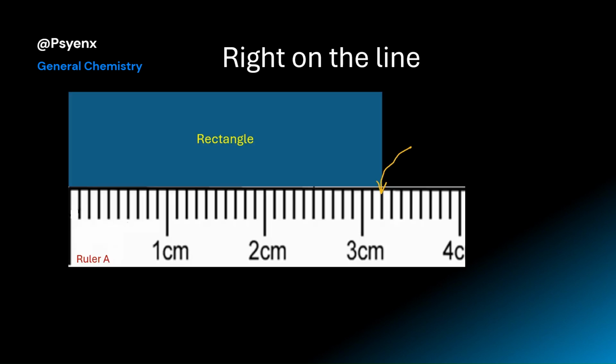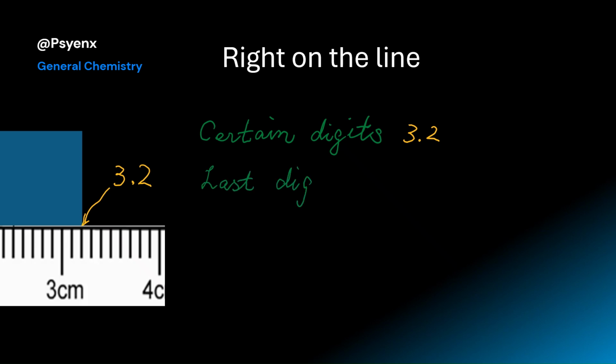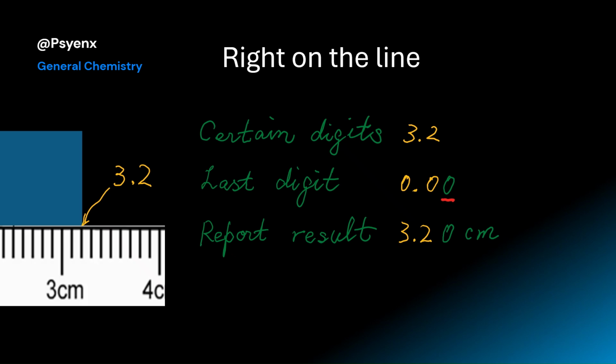Sometimes the edge is right on the marking line. That trips everyone up. Let's say the edge of your object lands exactly on the 3.2 mark on ruler A. Most people just want to write 3.2. Don't do it. If you write 3.2, you're telling us that your ruler is as basic as ruler B. Let's do it correctly. 3.2 centimeters are the certain digits though. The last digit is 0 because the edge is right on the line. Remember, you must add the last digit in addition to the certain ones, 3.2. Now you can report the measured number as 3.20 centimeters.